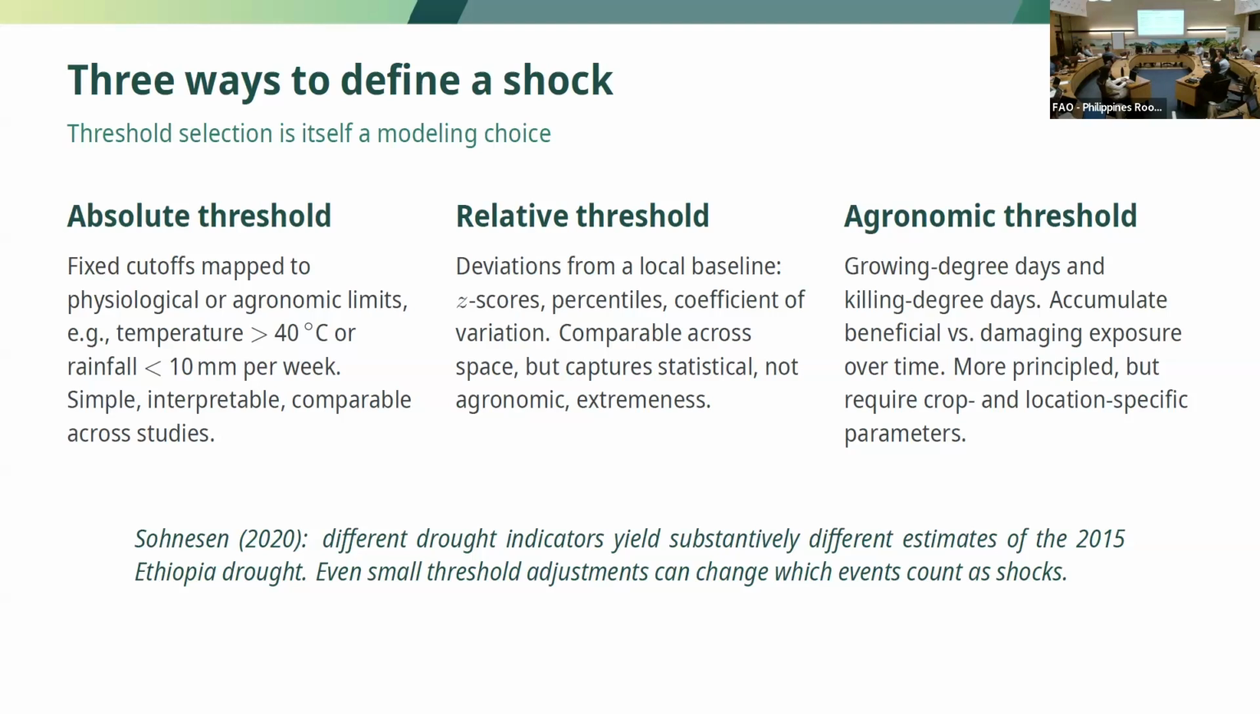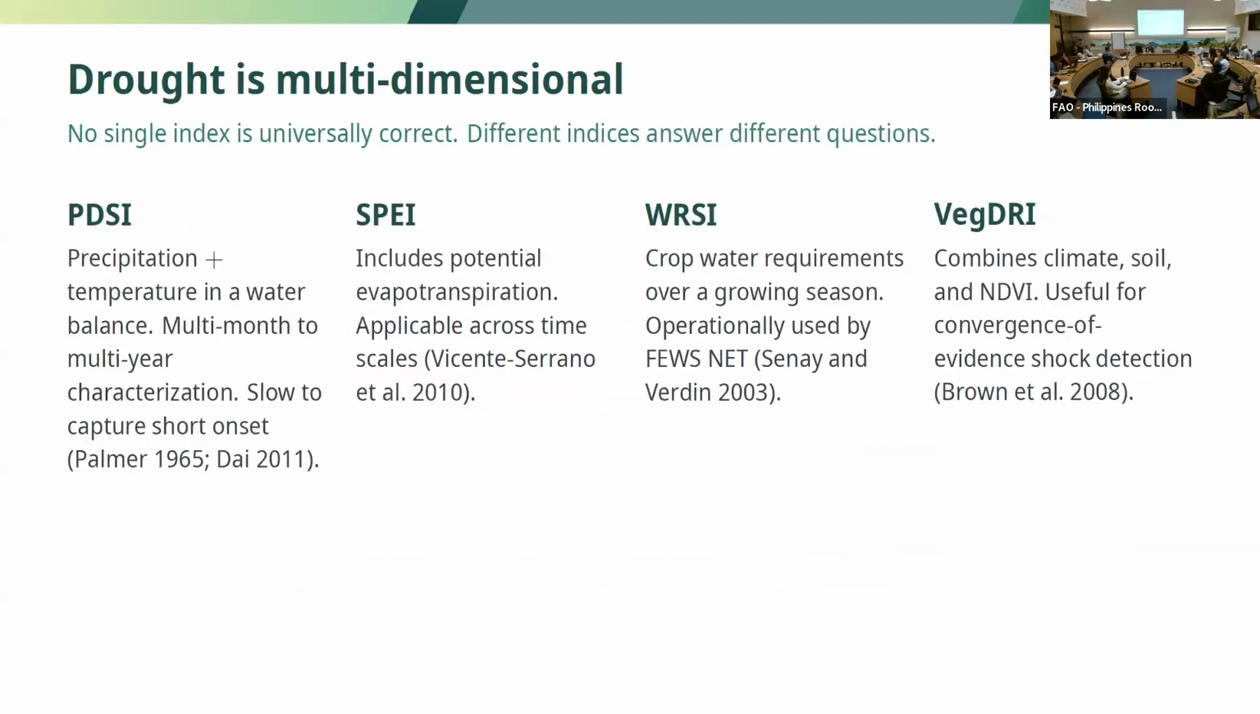And there's some nice examples of how different types of usage of indicators can yield substantially different estimates of, again, what we think of as objective fact. And this Sunnison paper was talking about different ways of trying to measure drought in Ethiopia, and again, found this same type of conclusion. We also know that there's a lot of different definitions of what drought can be.